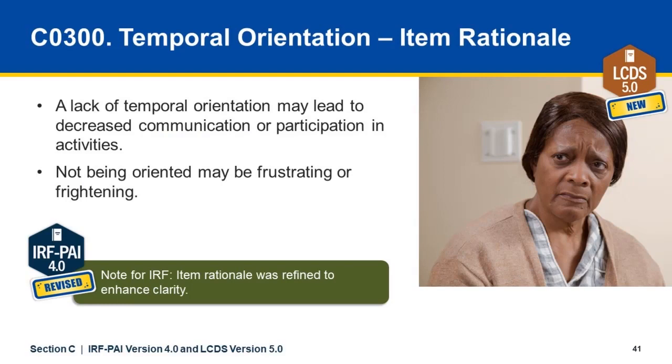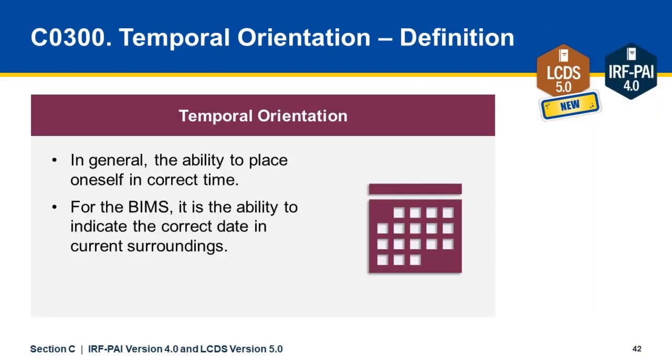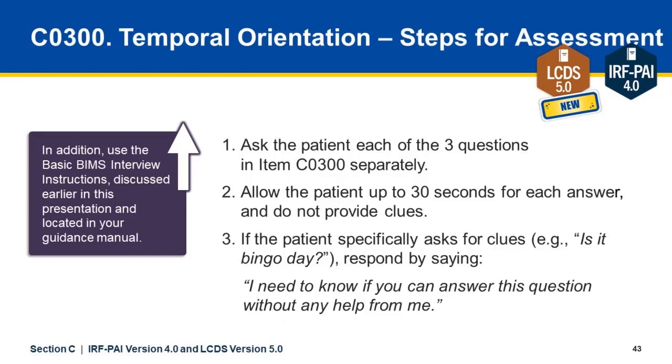So why is this item important? A lack of temporal orientation may lead to decreased communication or participation in activities. And not being oriented may be frustrating or even frightening. And again, item rationale was refined to enhance clarity in the IRF-PAI. So what is temporal orientation? In general, it's the ability to place oneself in correct time. And for the BIMS, it's the ability to indicate the correct date in current surroundings. Now let's take a look at the steps for assessment.